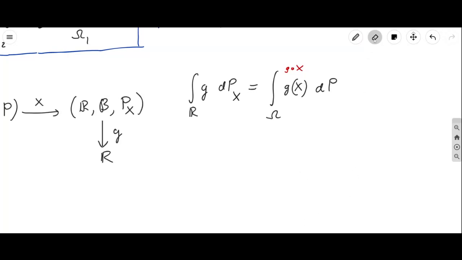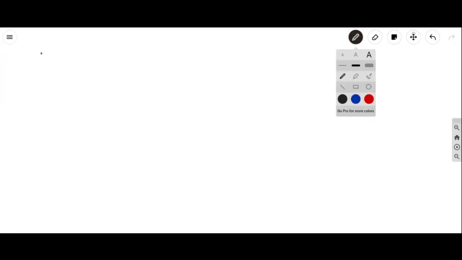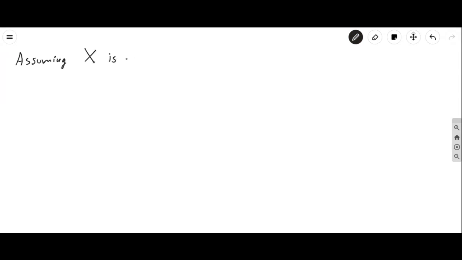And maybe I can briefly summarize. So, assuming x is what we call an absolutely continuous random variable, what does that mean? It means, i.e., the distribution has a Radon-Nikodym derivative.